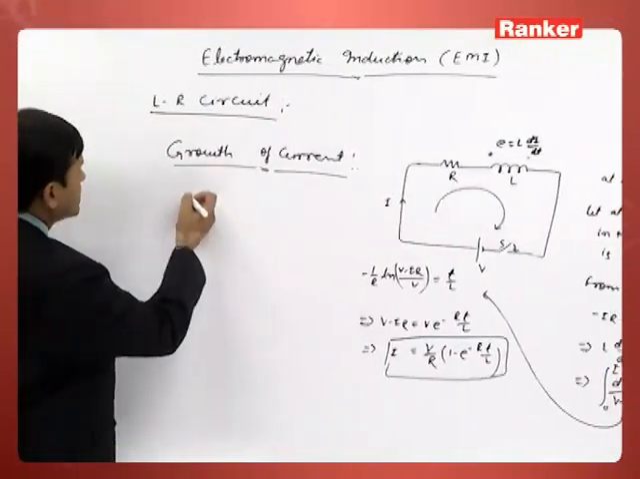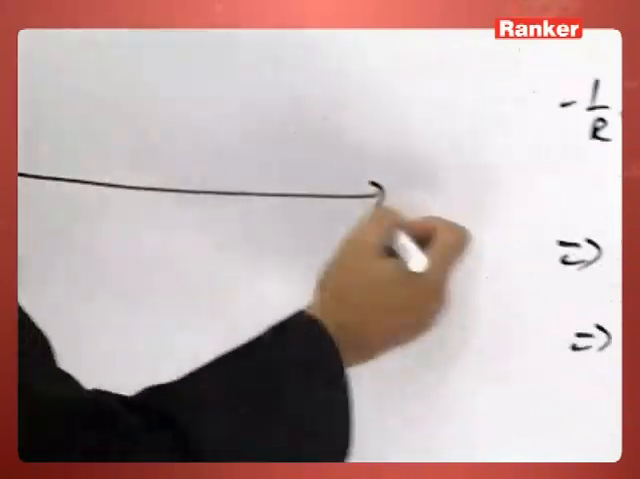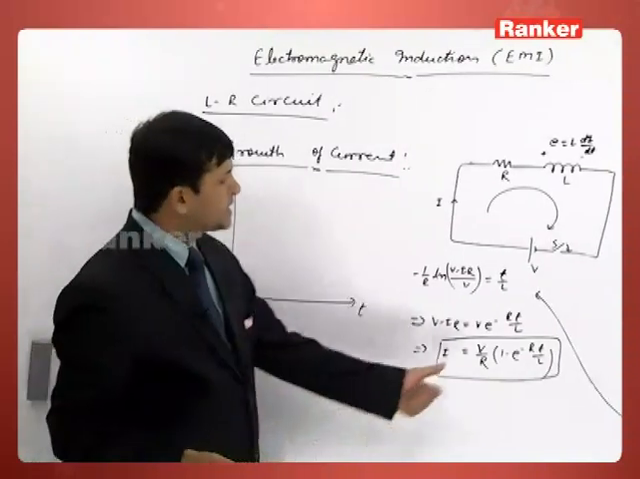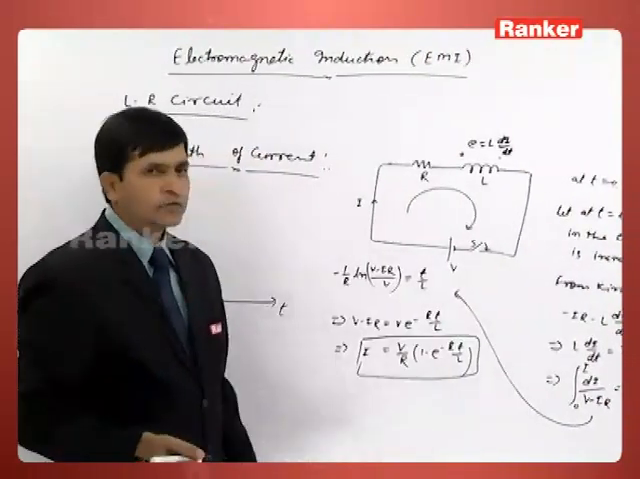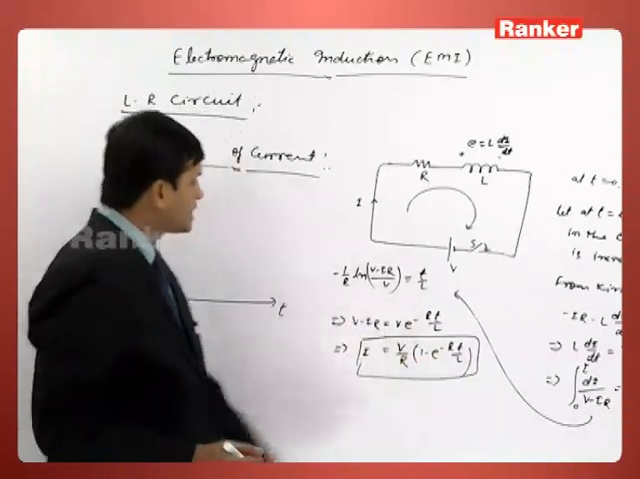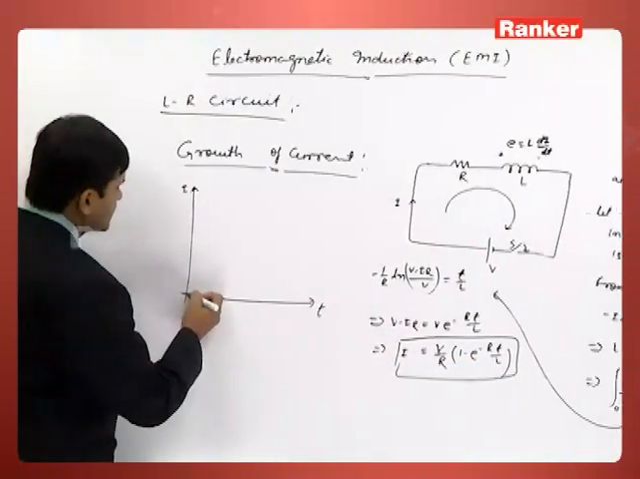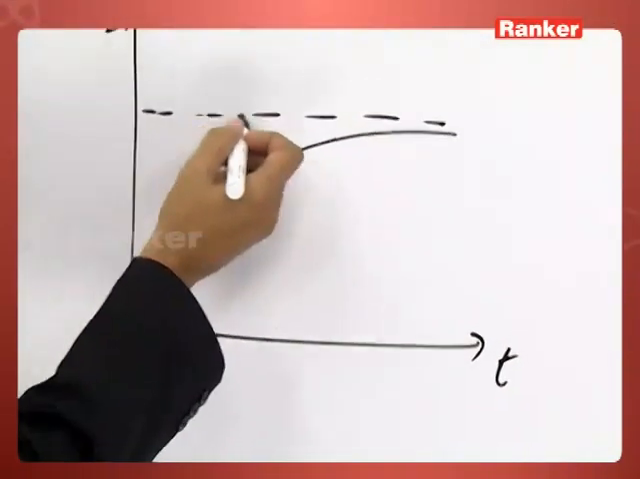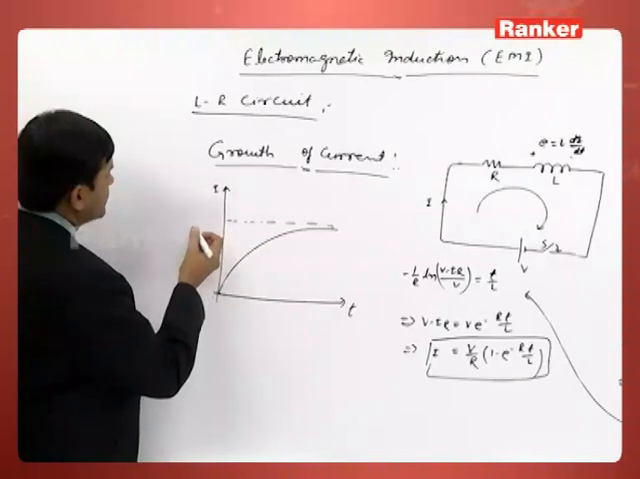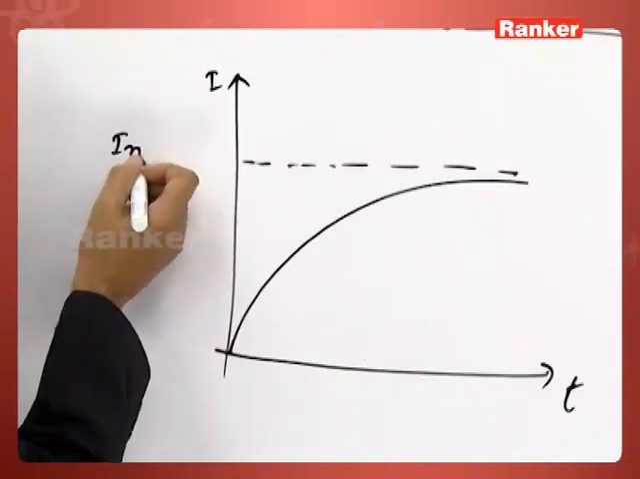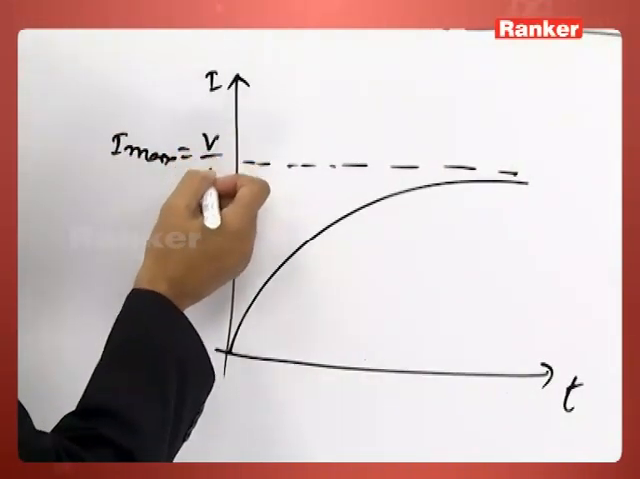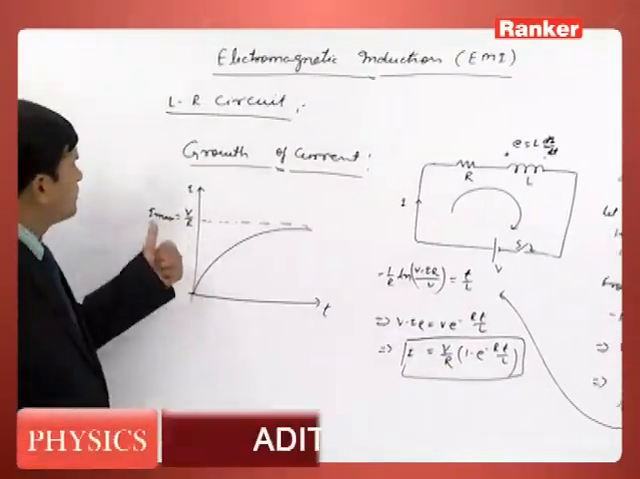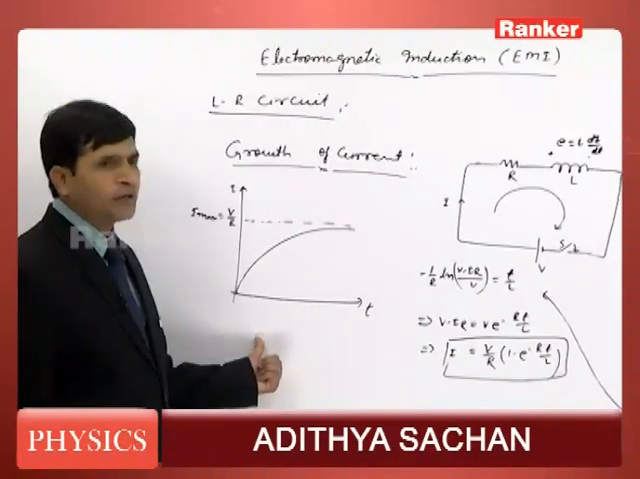So this is the variation of current in the circuit. If we plot a graph of how the current varies in the circuit, it looks like this. At t equal to 0, when the switch is about to close, there is no current here. After that, the current increases like this. And finally, after a long time, the current becomes a steady value, which is called the maximum value of current, and it is equal to V by R. So this is the variation of current.